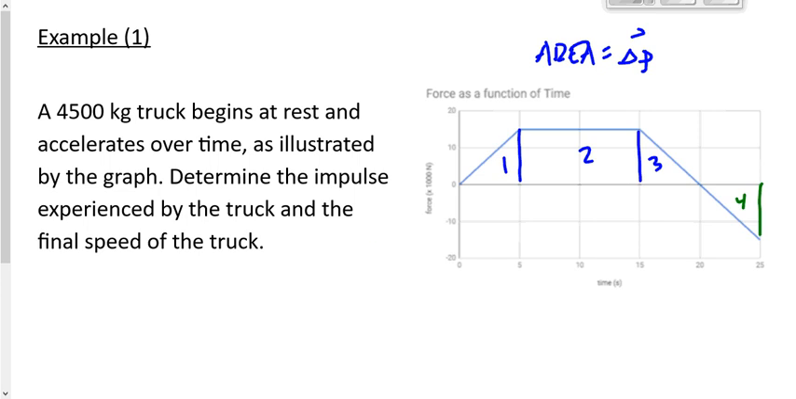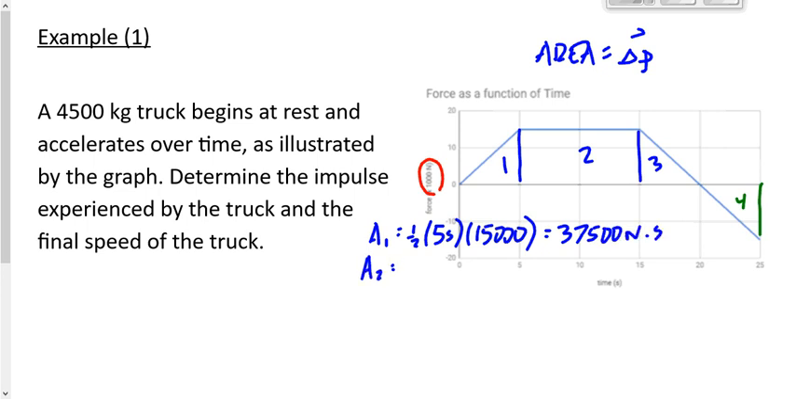The area of the first triangle is 1/2 base times height. The base is 5 seconds, and the height is, oh, look at this, force times 1,000 newtons. The height isn't 15. The height is 15,000. We've got to watch for those units. 1/2 of 5 times 15,000 is 37,500.